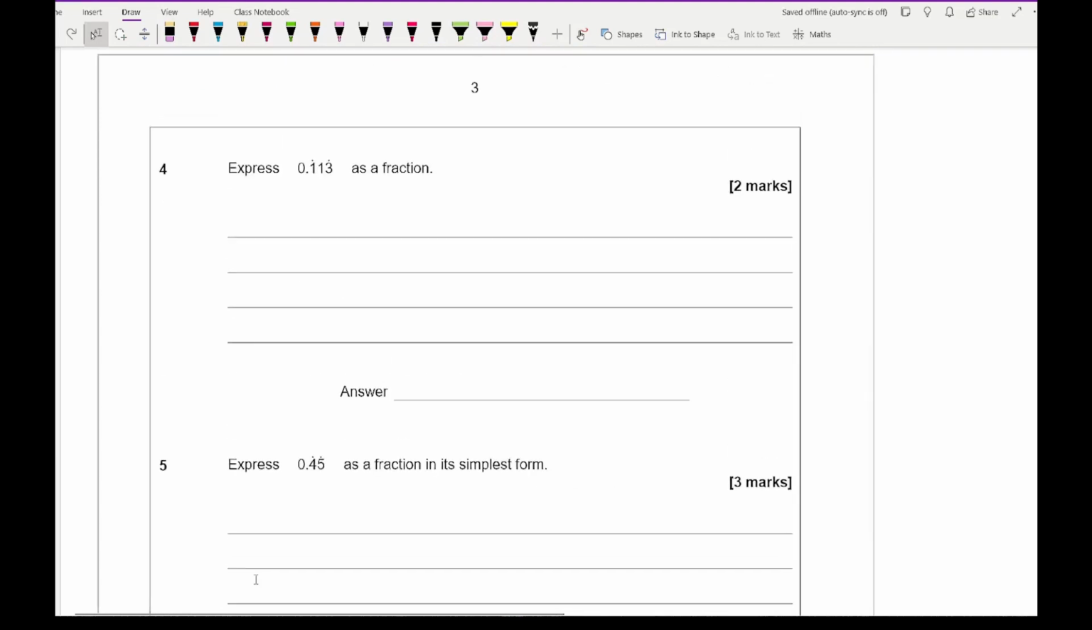Moving on to question 4, it's express 0.113 recurring as a fraction. So again we make it equal to x. Now here what we want to do is have a repeated pattern after the decimal point. You can see you've got 3 numbers after the decimal point that are being repeated. So I multiply that by 1000, because that's got 3 zeros, and that will give me 113.113 recurring.